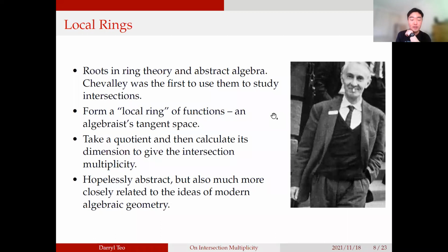The third method is the local ring method, which was first used by Chevalley to study intersections. The basic idea is to form a local ring of functions, which I have as a heuristic an algebraic tangent space, although now that I'm speaking to algebraists, you all probably know more about local rings than I do. So there's no real need for the heuristic. The idea is to take a quotient of this local ring, calculate its dimension as a vector space, and then this gives the intersection multiplicity.